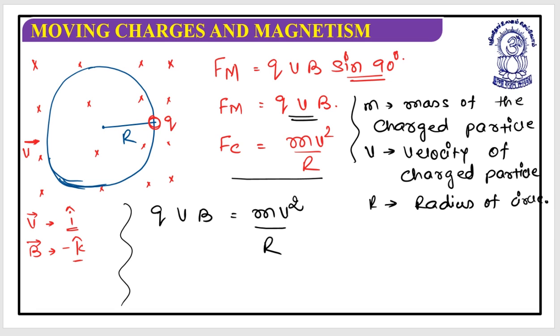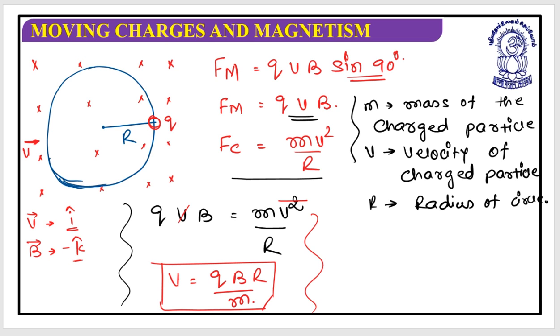For velocity, this v has been cancelled, and I can write v is equal to qBr divided by m. This is the first factor. V should be equal to qBr divided by m. Please note this down. Have you? Great. Now what would be the radius of the circle? I can write r is equal to mv divided by qB. This is the radius of the circular path in which it is moving. This is r equals mv by qB.